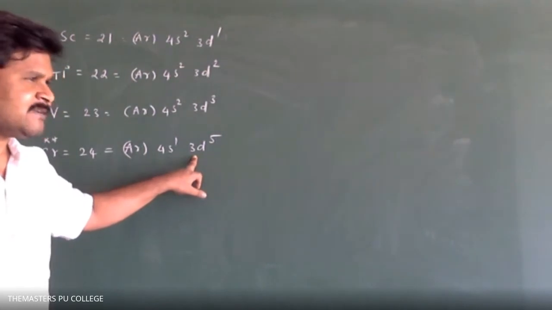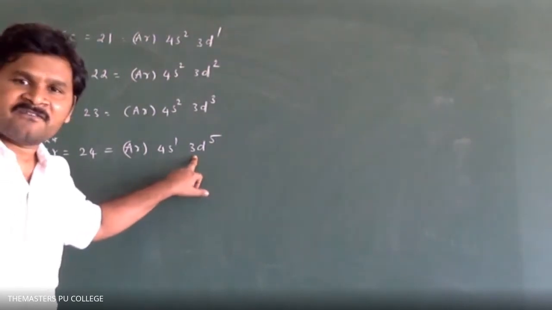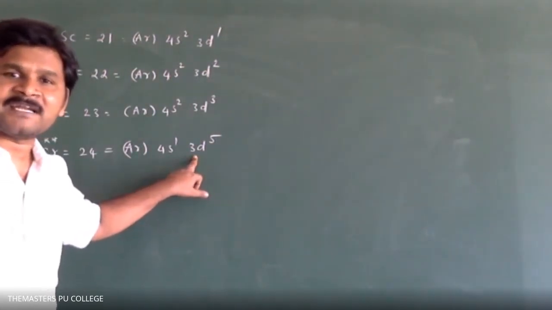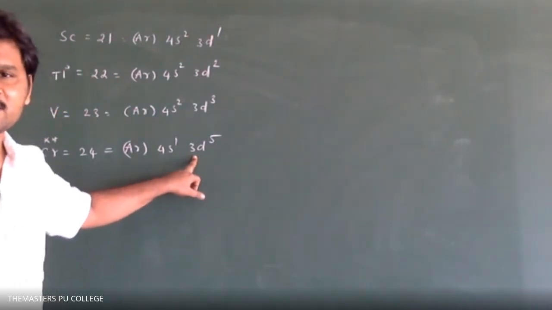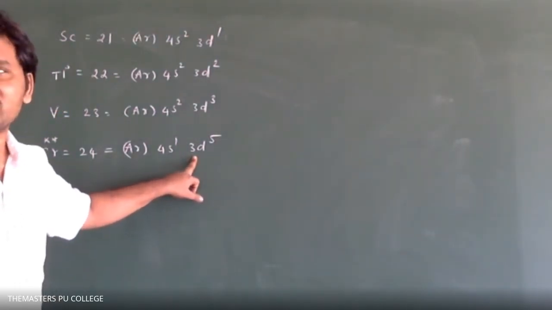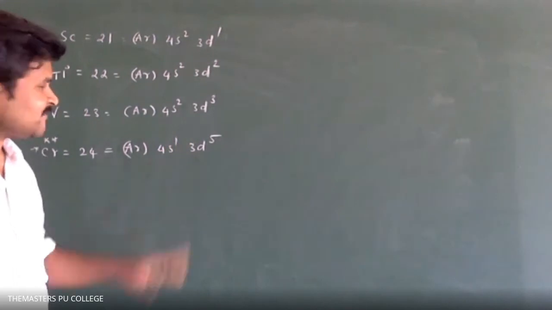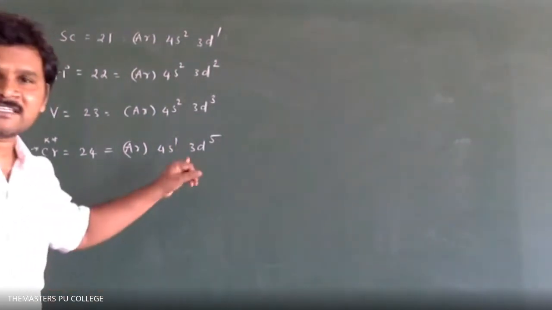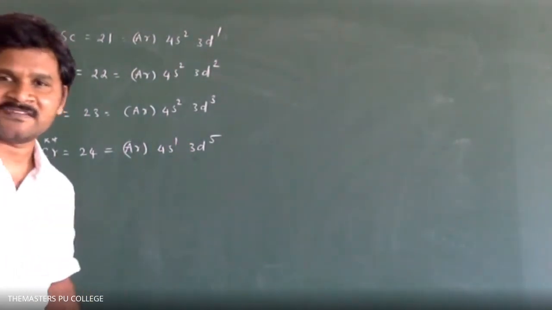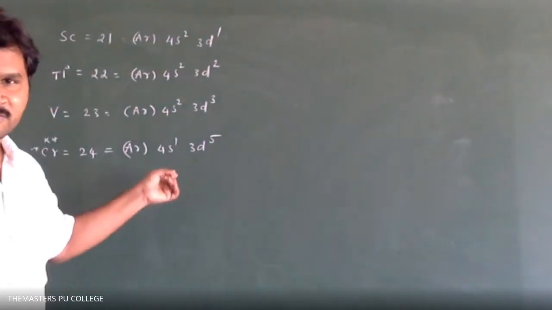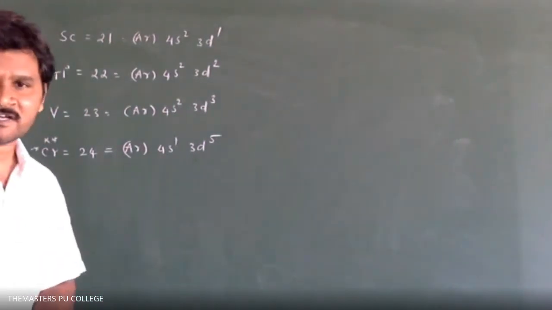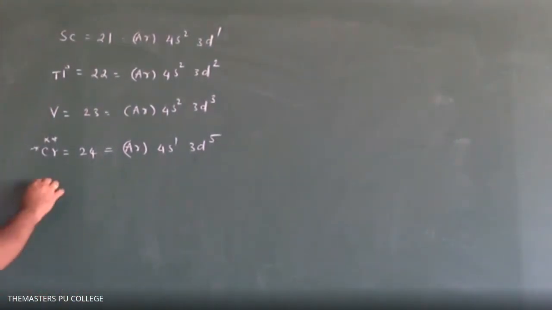In chemistry, elements which have half-filled and completely filled electronic configurations are more stable. Why are these more stable? After this topic, I will say why it is more stable. This is the 3d5 configuration.